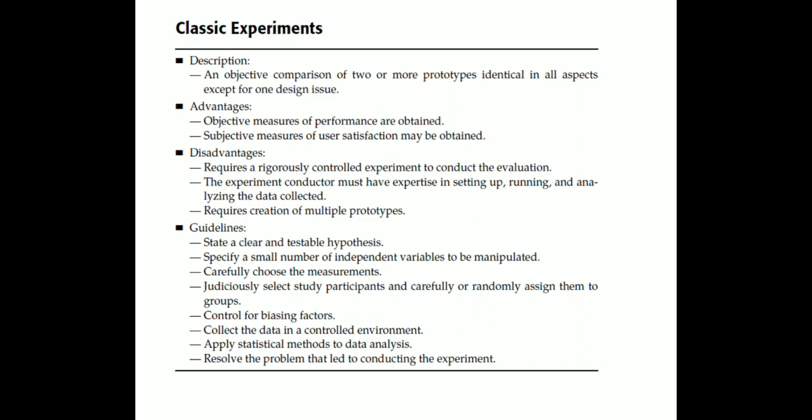Judiciously select study participants and carefully or randomly assign them to the groups. Control for biasing factors. Collect the data in a controlled environment and then apply the statistical methods to do the data analysis and resolve the problem that led to conducting the experiment. So this is how classic experiments are held.